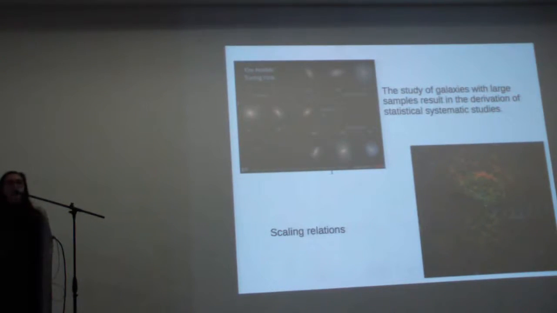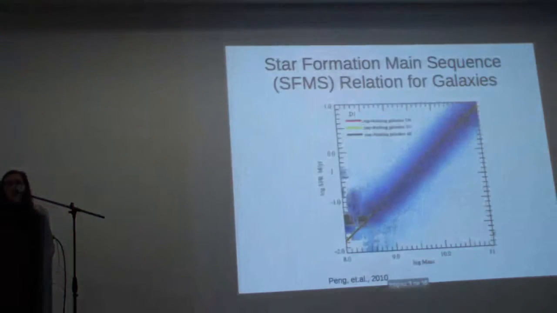The study of galaxies and the study of the evolution of galaxies is highly benefited by the use of large samples of galaxies, because one derivation of these studies is statistical studies, and one result of statistical studies is the derivation of scalar relations. One of the most well-known scalar relations in astronomy is the star formation main sequence of galaxies, which is a relation between the stellar mass and the star formation rates of the galaxies.